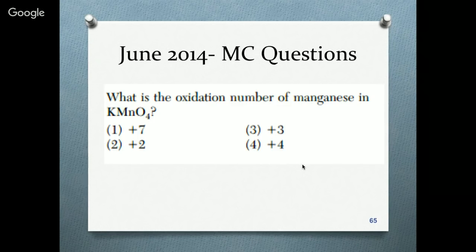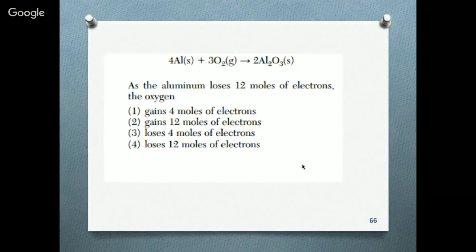All right, what's the oxidation number of manganese in KMnO4? Oxygen is -2 times 4, which is -8. K is in group 1, so it's +1. So Mn would have to be +7. As aluminum loses 12 moles of electrons, we know the number of moles lost always equals the number of moles gained. So if 12 moles are lost, 12 moles of electrons are going to be gained.